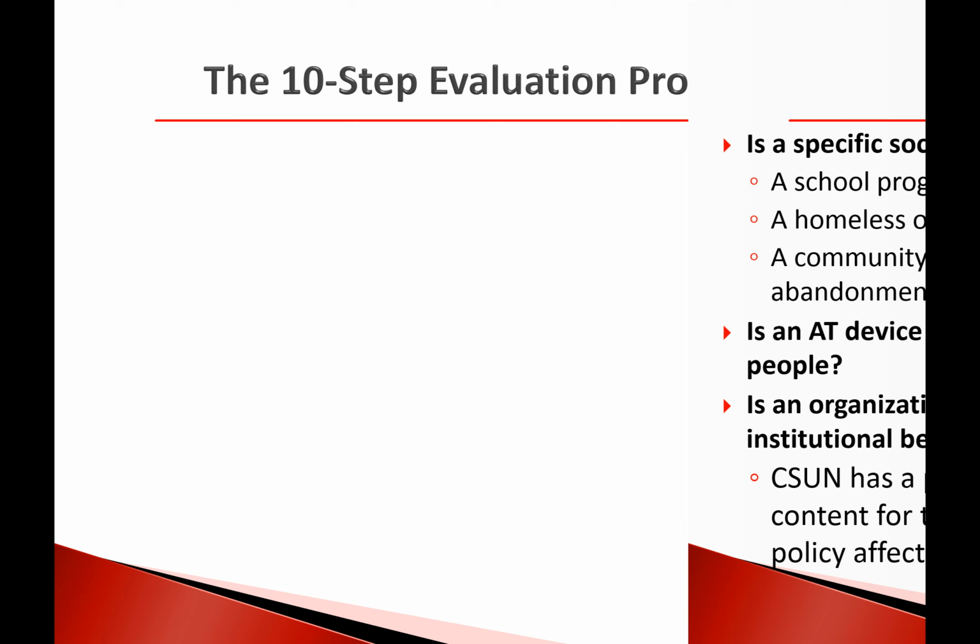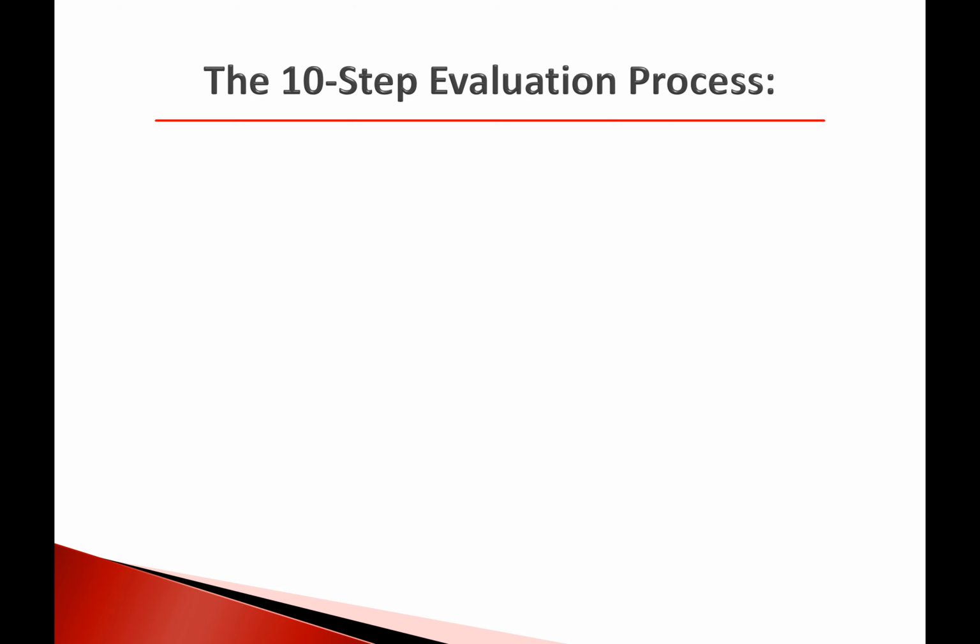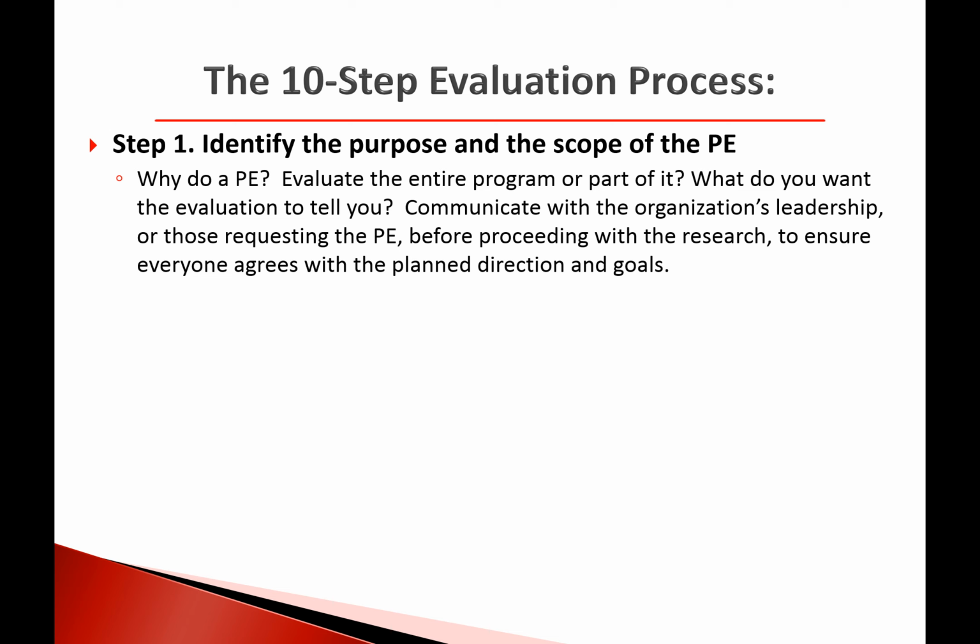Let's talk about the 10-step evaluation process. Step 1, identify the purpose and the scope of the program evaluation. Why are you doing a program evaluation? Do you want to evaluate the entire program or just part of it? What do you want the evaluation to tell you? What are your research questions? Communicate with the organization's leadership or those requesting the program evaluation before proceeding with the research to ensure everyone agrees with the planned direction and goals. It's not your research project, it's being contracted by someone, so you really have to make sure that everyone's on the same page before you move on past the first step.